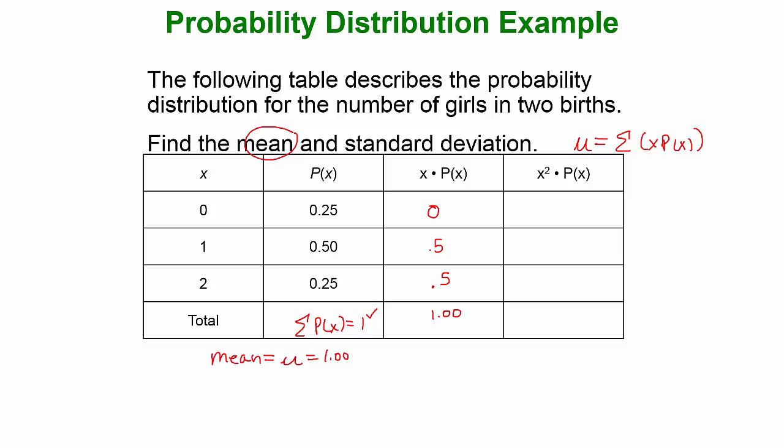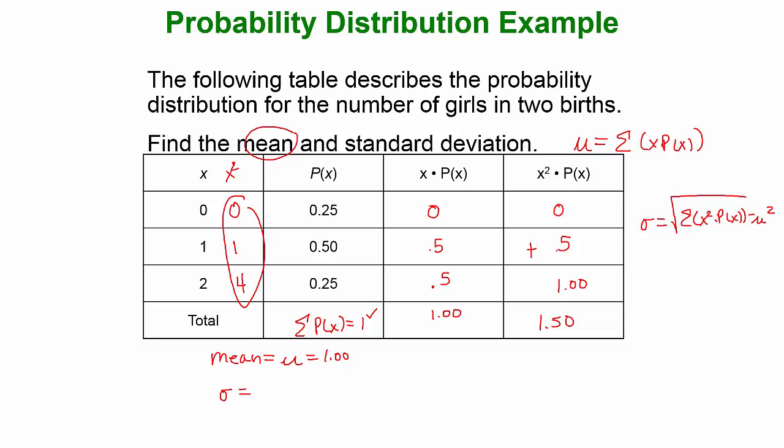The standard deviation formula is the square root of the sum of x squared times p of x minus the square of the mean. So I need to first determine the x squared times p of x answers. 0 squared is 0, 1 times 1 is 1, and 2 times 2 is 4. Now I'm going to multiply these numbers by the probabilities. So 0 times 0.25 is 0, 1 times 0.5 is 0.5, and 4 times 0.25 is 1. When I add that column together, I get 1.50.